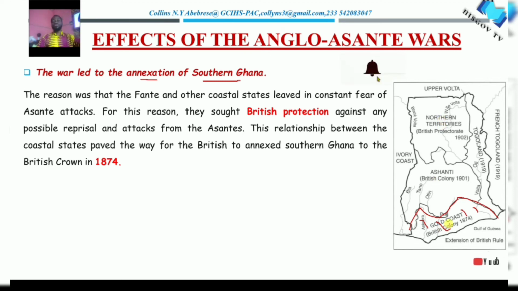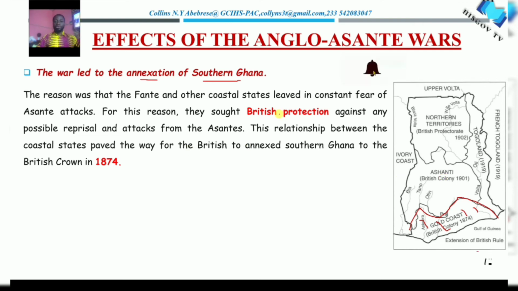So, in fact, if you really want to be critical, you would say that Ghana was not called the Gold Coast. It was only a part of today's Ghana which was called the Gold Coast. But these wars led to the annexation of the southern states and also declaring Ashanti a protectorate.